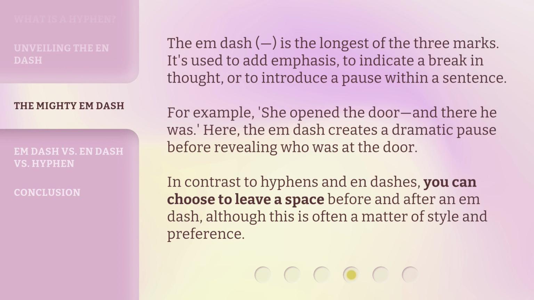The em dash is the longest of the three marks. It's used to add emphasis, to indicate a break in thought, or to introduce a pause within a sentence. For example, she opened the door, and there he was. Here, the em dash creates a dramatic pause before revealing who was at the door.